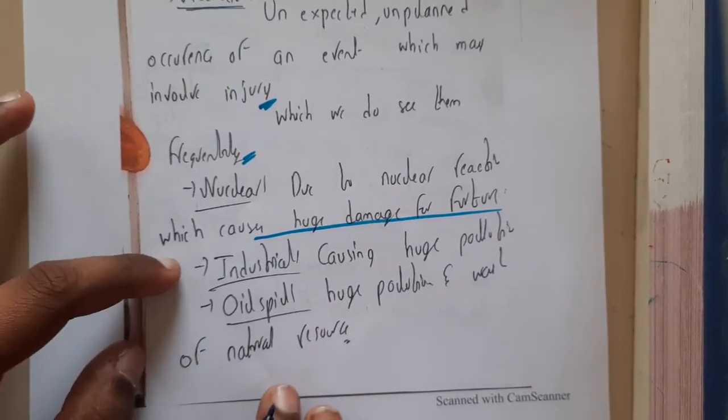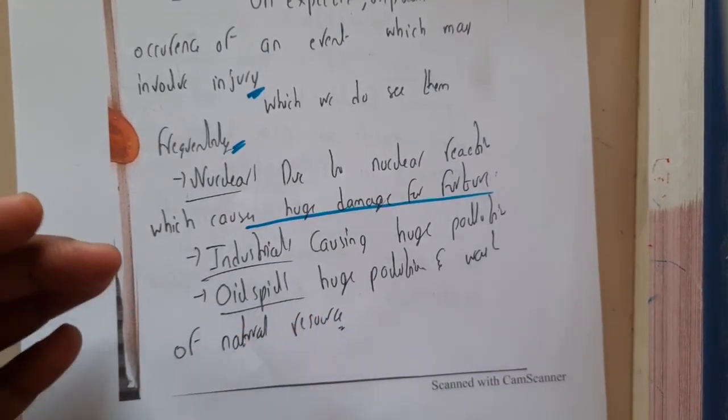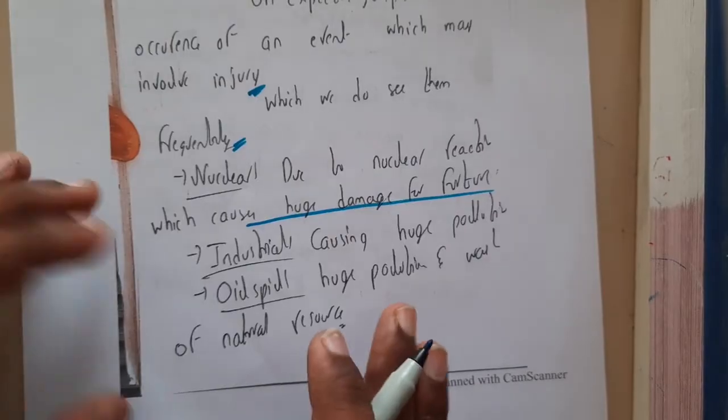Similarly, industries. Industrial means everyone will say that pollution, water pollution, air pollution, and all pollutions start at the industries.